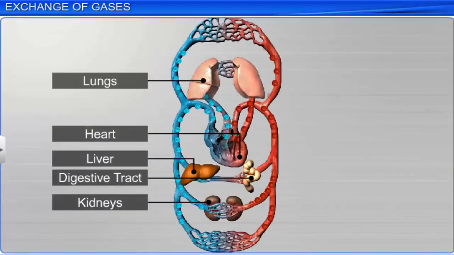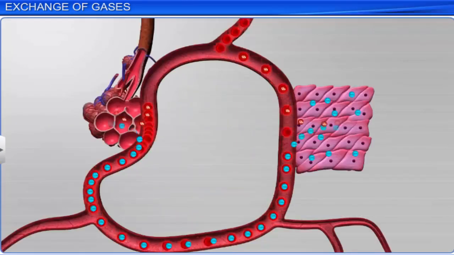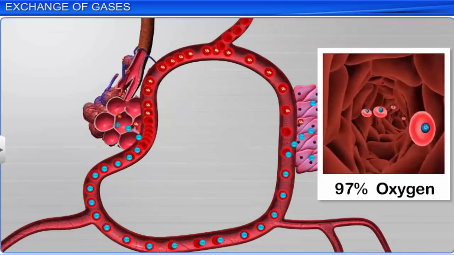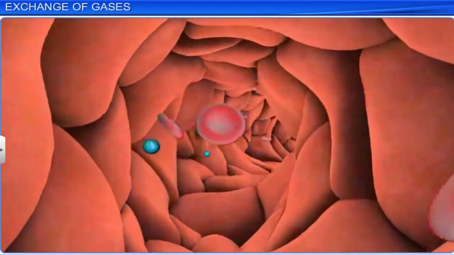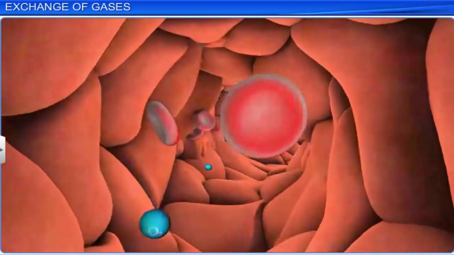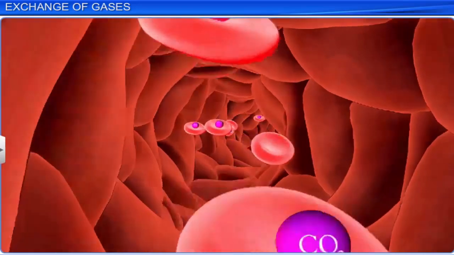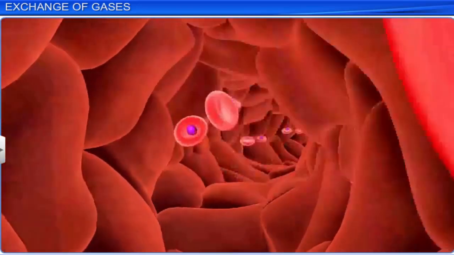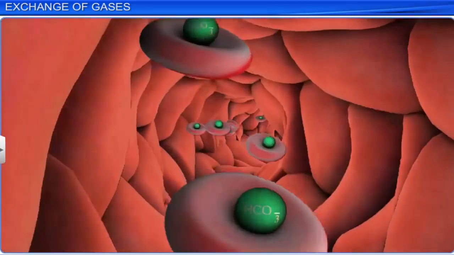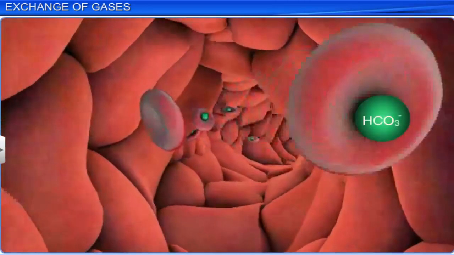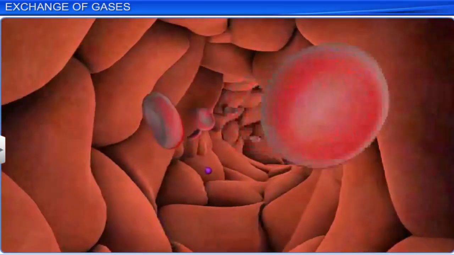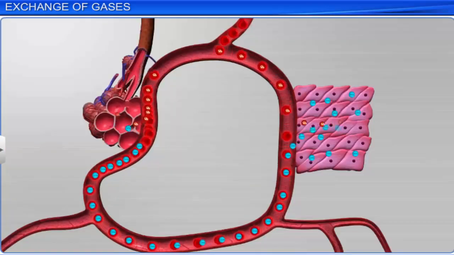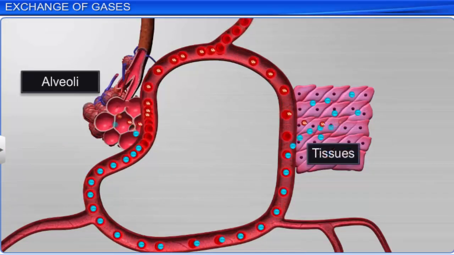Oxygen and carbon dioxide are transported to various organs of the body by blood. About 97% of oxygen is transported by red blood cells, whereas the remaining 3% is carried in a dissolved state through the plasma. Nearly 20 to 25% of carbon dioxide is transported by red blood cells, while 70% of it is carried as bicarbonate, and the remaining 5 to 10% is carried in a dissolved state through plasma. Let's look at the transportation of oxygen from alveoli to tissues.